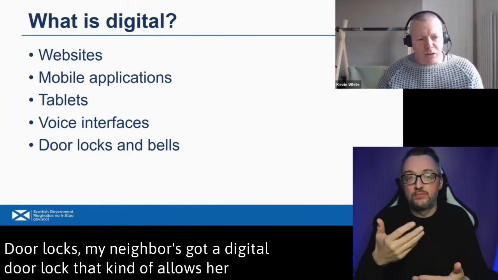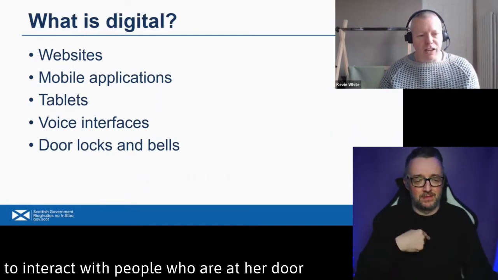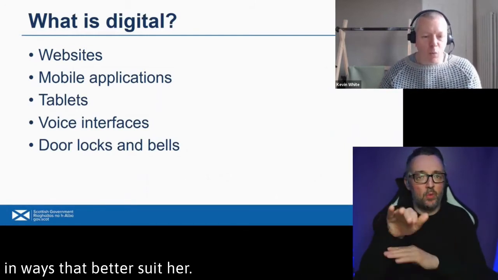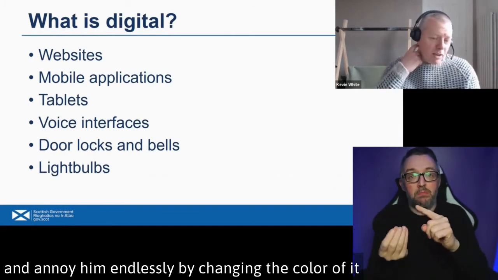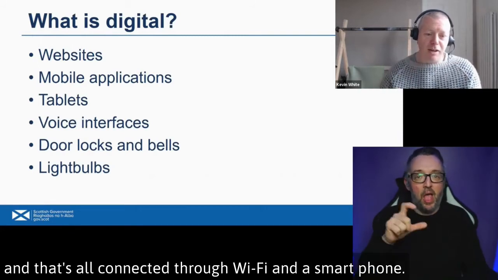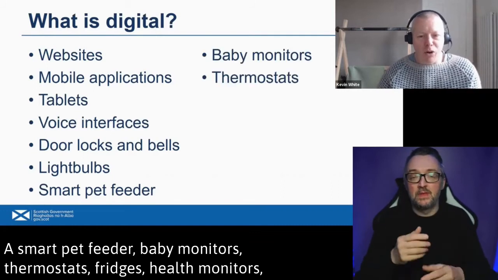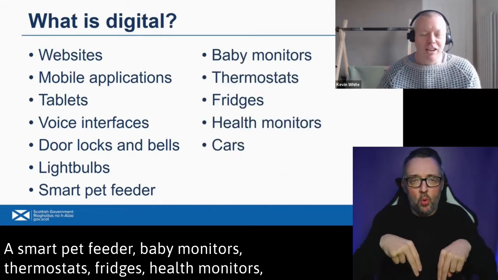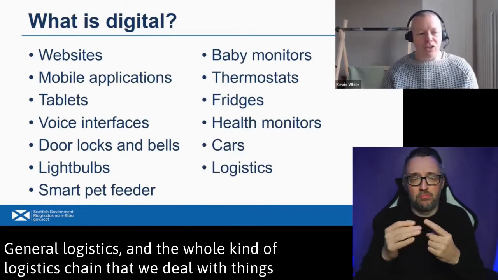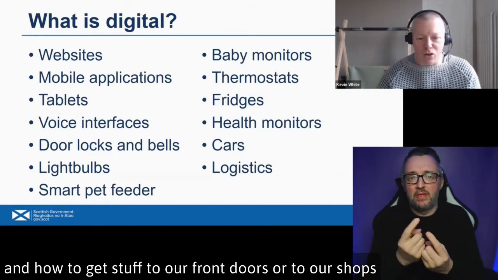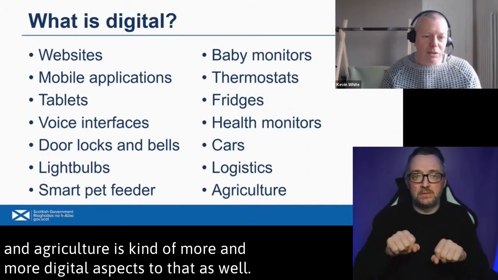Door locks and bells. My neighbour's got a digital door lock that allows her to interact with people who are at her door in ways that better suit her. Light bulbs. I bought a light bulb for my son and annoy him endlessly by changing the colour of it, and that's all connected through Wi-Fi and a smartphone. A smart pet feeder, baby monitors, thermostats, fridges, health monitors. Cars are digitally connected, general logistics and the whole logistics chain that we deal with, and how to get stuff to our front doors or to our shops. And agriculture has more and more digital aspects to it as well.